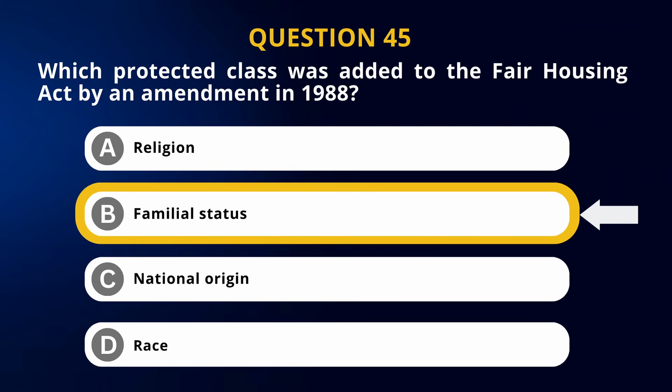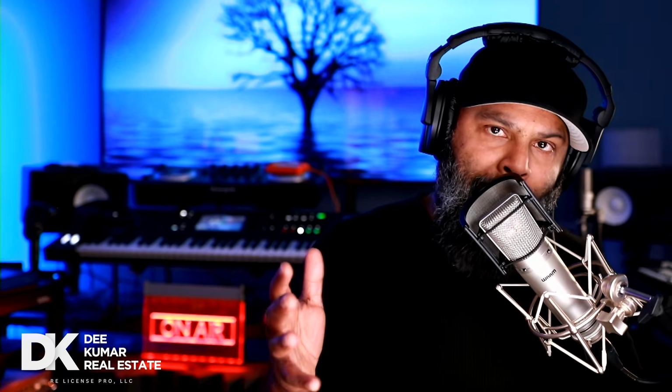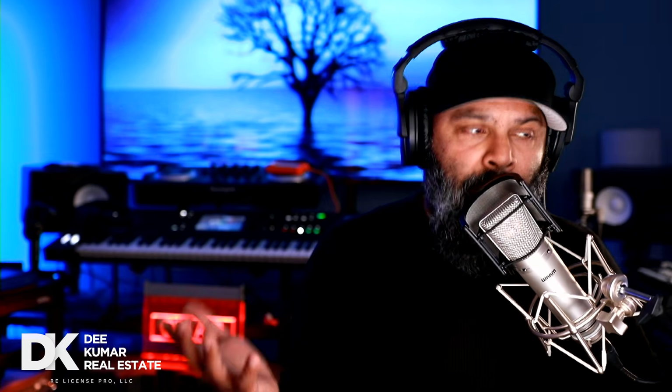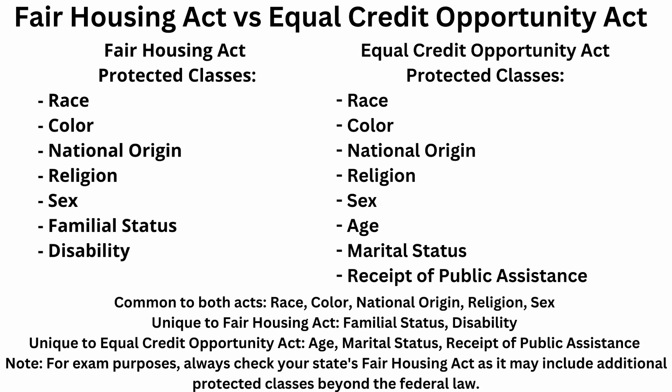So the protected classes that the Federal Fair Housing Act created are definitely things we need to memorize. Remember, for the federal level Fair Housing Act, there are 7 protected classes: race, color, religion, national origin, sex, familial status, and disability. Familial status and disability were added in the 1988 amendments. That is classic. You want to know that.